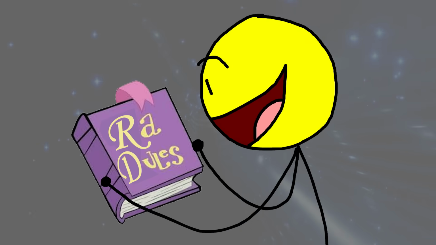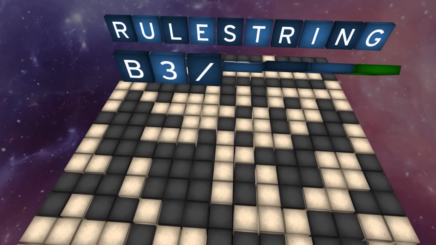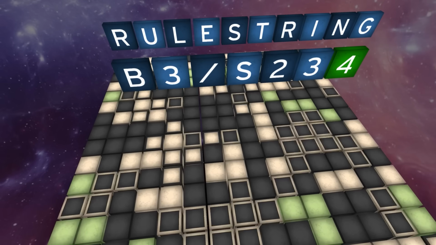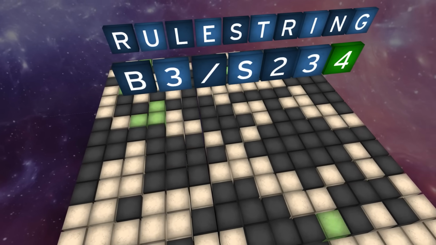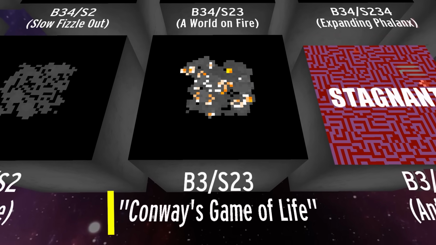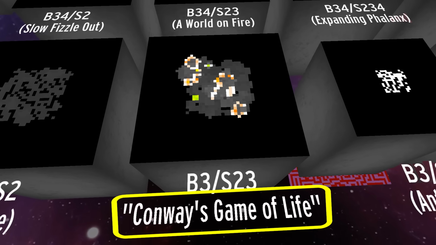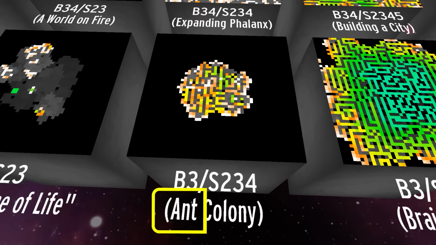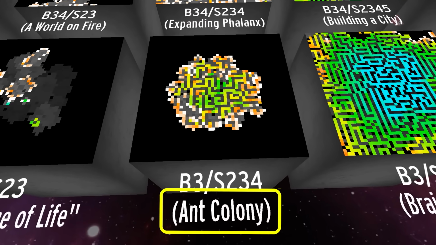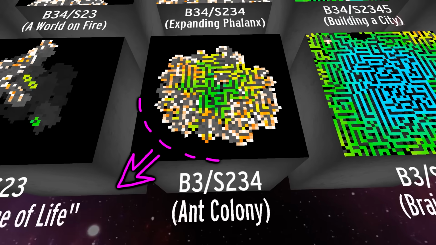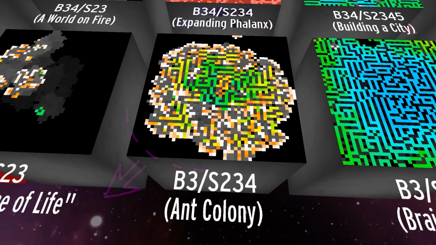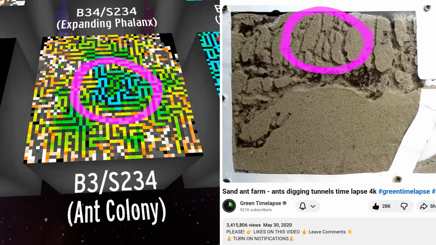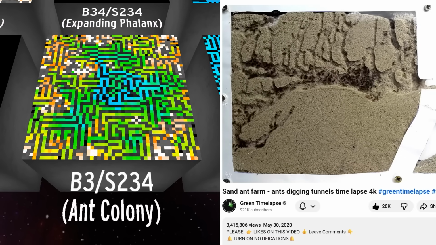If the rules were slightly different, like say cells were also able to survive with 4 living neighbors, what different patterns would we see? To answer that question, it's time we teleport from the familiar Conway's Game of Life universe to B3S234, which I've named the Ant Colony universe. I gave it that name because of how the leading edge of growth is teeming with activity, like builder ants busy at work, but the inner parts of the structure settle down into maze-like corridors, like what you see in ant farms.